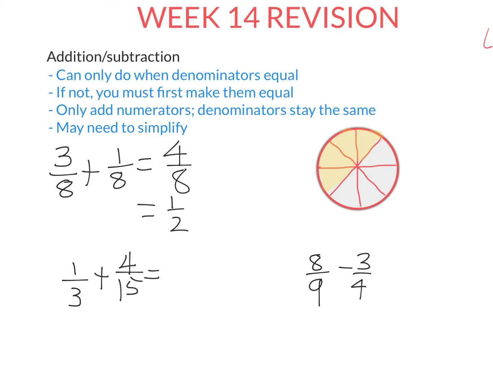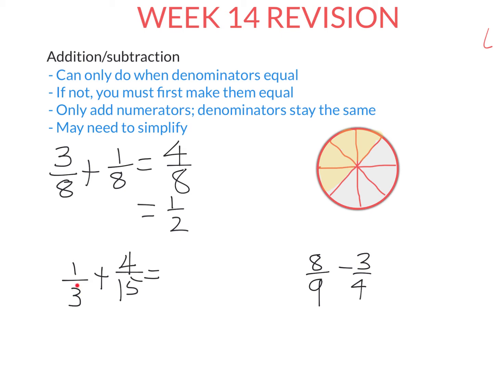Let's look at this question here. This one's a little more tricky because the two fractions have different denominators. So what we're going to do is exactly what we did when we were comparing fractions. When we had two fractions and we wanted to decide which one was bigger, we could only compare them when their denominators were the same. So what we did was we found the lowest common multiple of the denominators. Now, the lowest common multiple of 3 and 15 is 15. 15 is the lowest number divisible by both of these numbers.